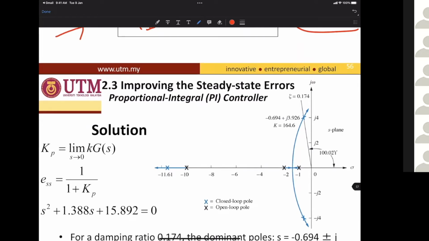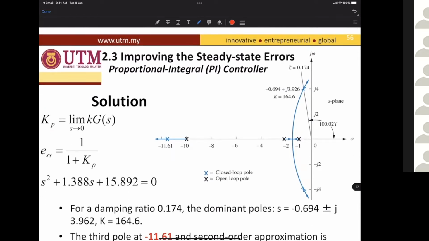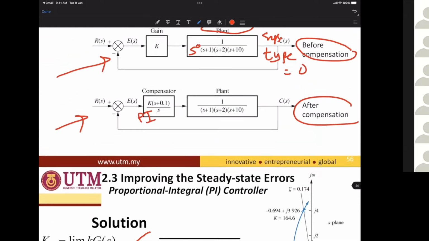Jadi sistem ni ada type 1 macam si Sepul cakap. So kita kira lah dia punya KP dia. KP dia adalah ini formula dia dan ini error dia. Jadi bila kita draw dia punya root locus, -1, -2 and -10 adalah dia punya open loop poles.